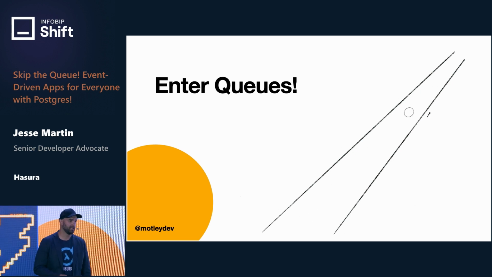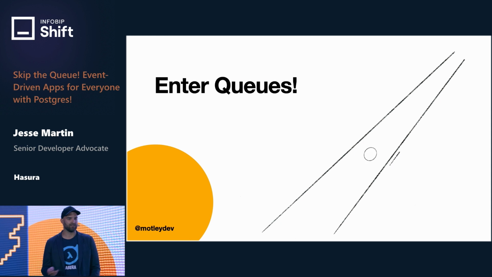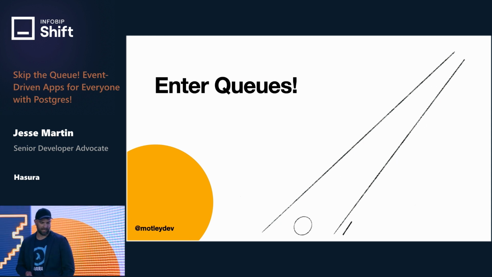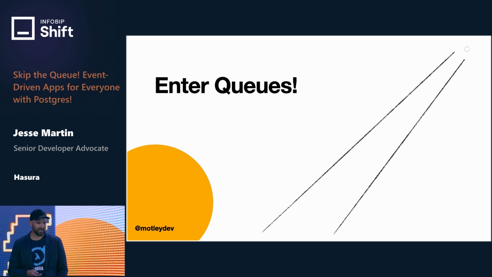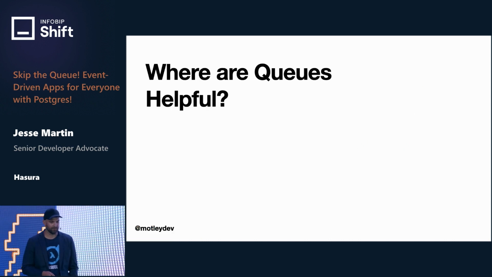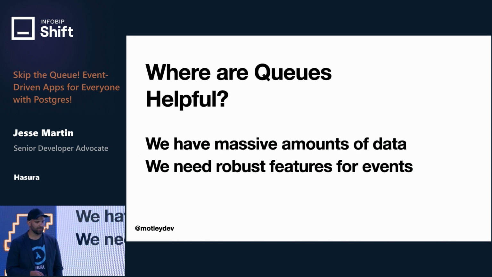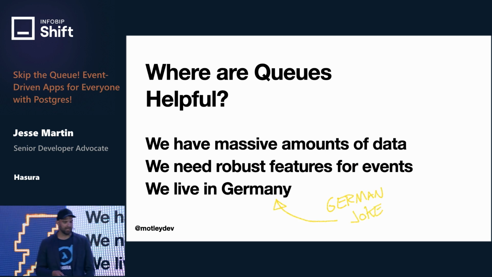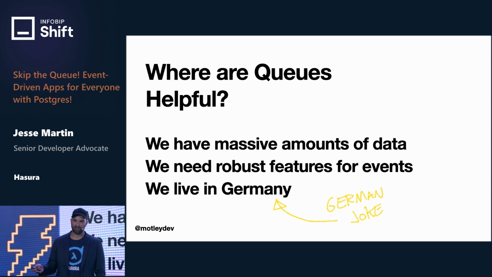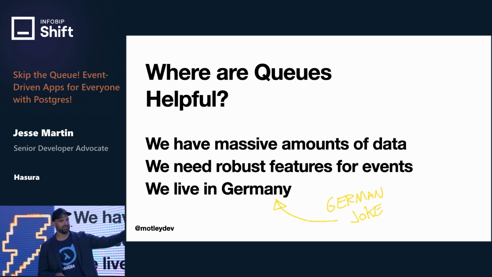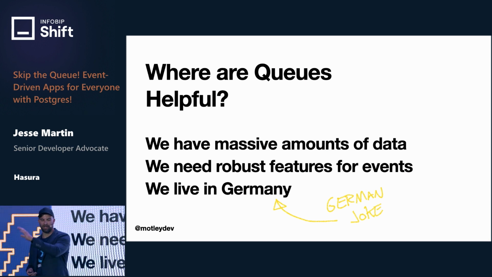Queues get fancy. They can send acknowledgement of receipt. They can tell the original source, hey, I've got it done. Everything's fine. They can be throttled. There's a lot of functionalities that queue softwares offer. There are very many valid use cases for queues. So where are queues really helpful? Well, when we have massive amounts of data, if we need robust features for events, like I talked about, handling cases of the different, like if we wanted to say, has this service been handled by which region? Has this event been processed already?